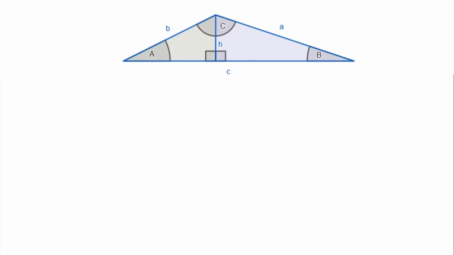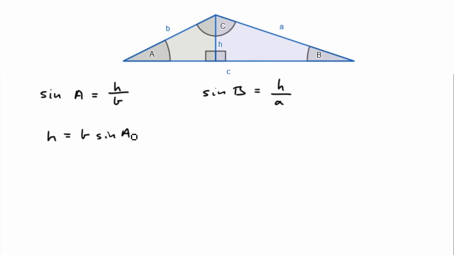In the left-hand triangle, by definition, the sine of the angle A is equal to the length of the side opposite, which is h, divided by the length of the hypotenuse of that triangle, which is b. In the right-hand triangle, the sine of the angle B is equal to the length of the side opposite, which is also h, divided by the length of the hypotenuse of that triangle, which is a. Rearranging both of these, we have that h is equal to b times the sine of A, or that h is equal to a times the sine of B.